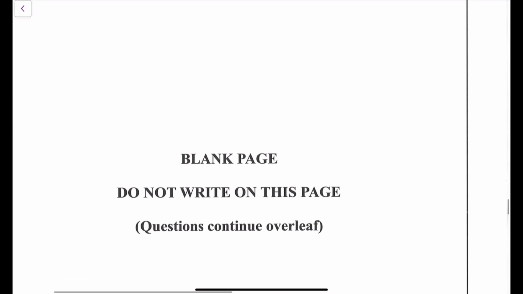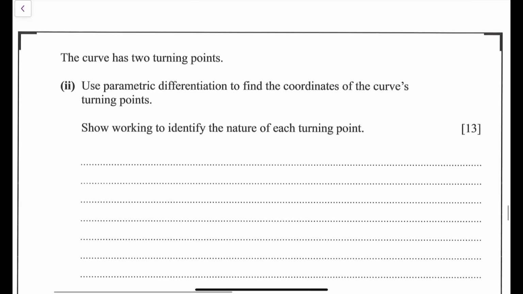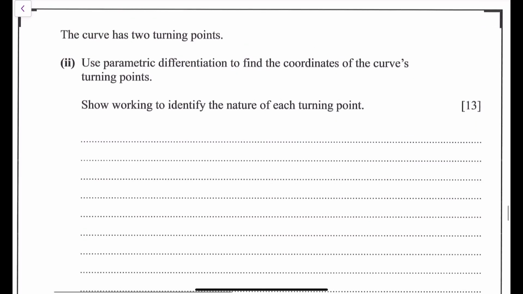Okay, we waste a page here for the next bit, and then we're on to this. This is a fairly tricky question here, so bear with me. It says the curve has two turning points. Use parametric differentiation to find the coordinates of the curve's turning points. Show working to identify the nature of the turning points.